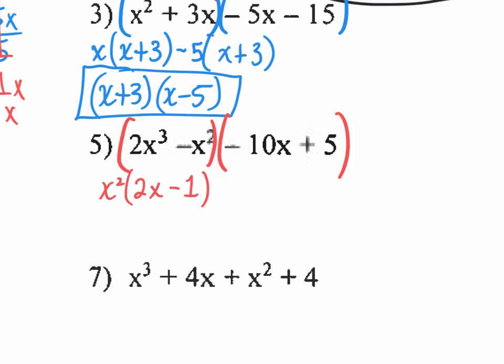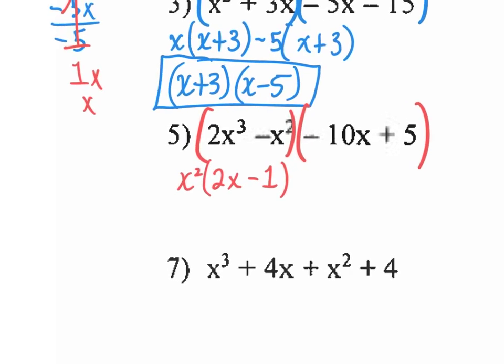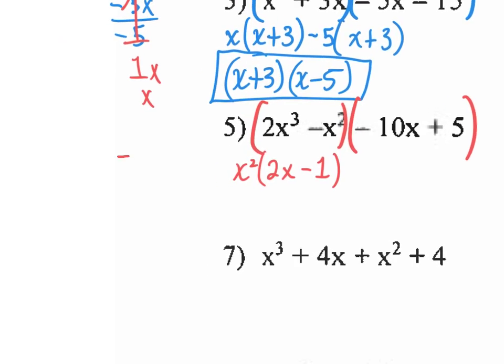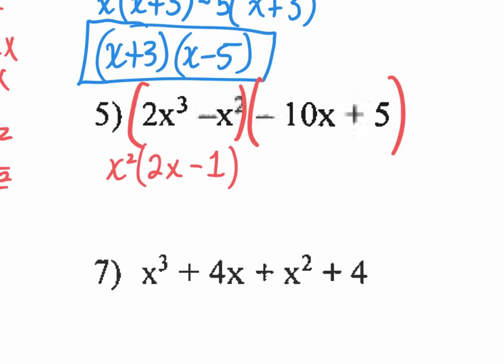Negative 1. Watch this. Okay, negative x squared, divide that by x squared. What is x squared divided by x squared? It's 1, right? That's the reason I keep talking about all that stuff. Anything divided by itself is 1, and nothing changed that negative. That negative still is there, so it's a negative 1 that becomes.